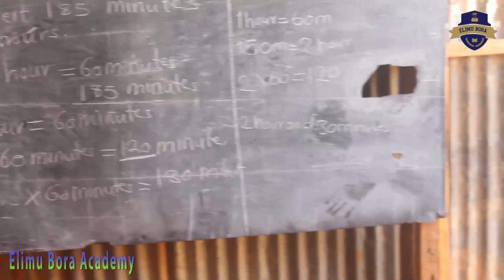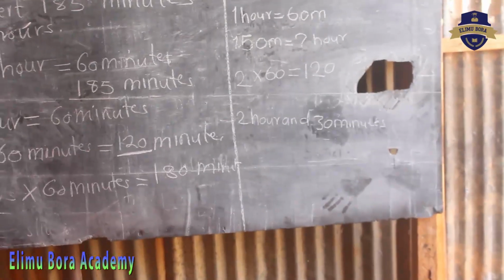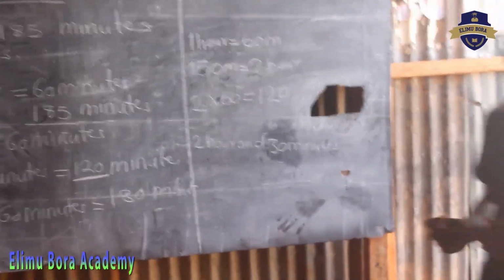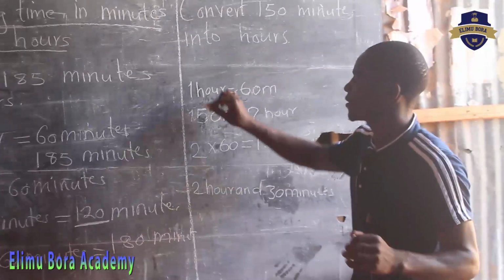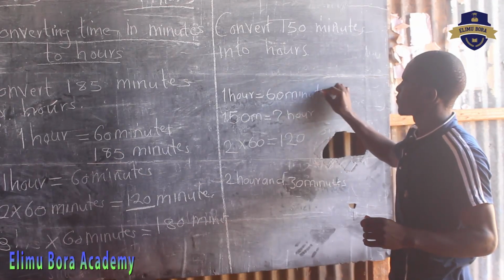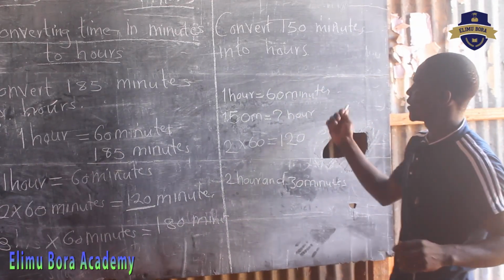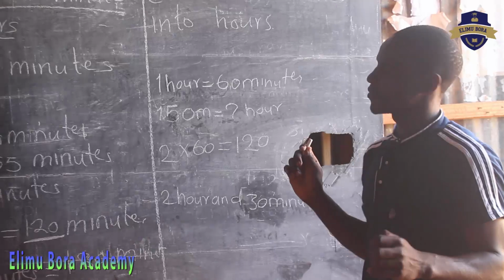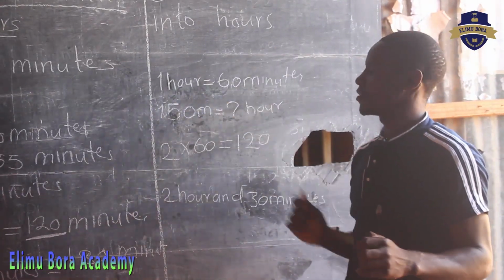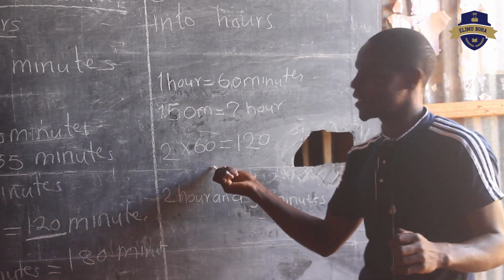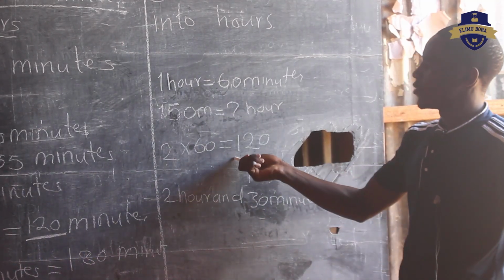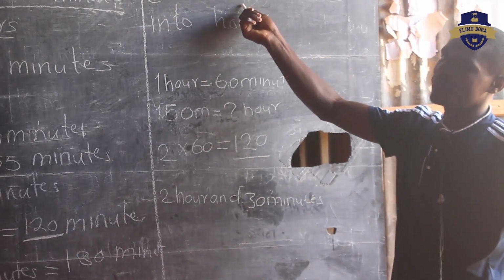Now let us see. Is it right or wrong? I told you we have to start with the formula, like we say 1 hour is equal to how many minutes? 60 minutes. What about 150 minutes? So 1 times 60, we get 60. 2 times 60, we get 120. Now 120 is not too far from 150.